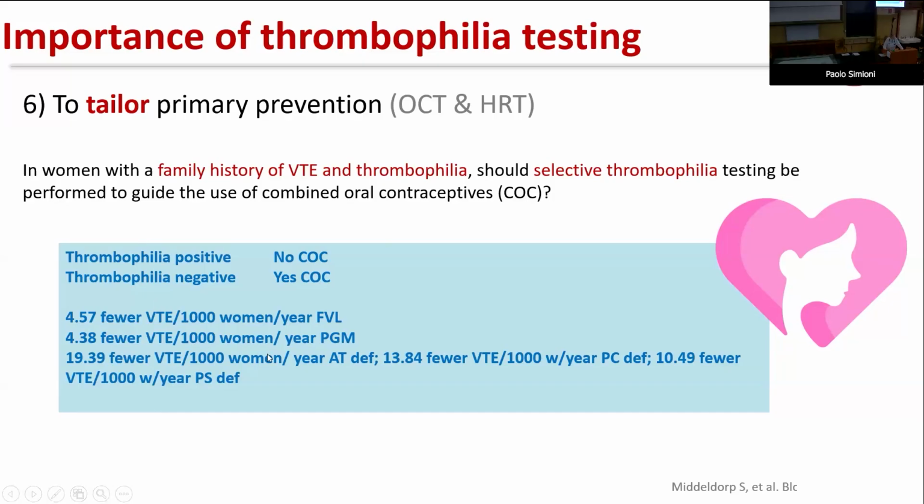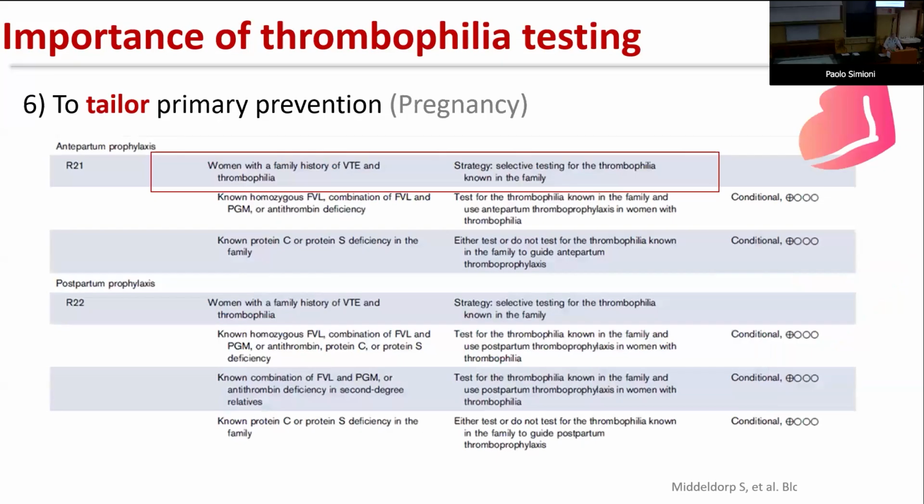Again, you can see that maybe if you have factor V Leiden or prothrombin mutation, it is not so relevant in terms of the events that you can prevent after knowing the presence of thrombophilia. However, for the clot inhibitor deficiency, the number of events that you can prevent by avoiding giving the combined oral contraceptive is really relevant, and some of these events can also be crucial or fatal.